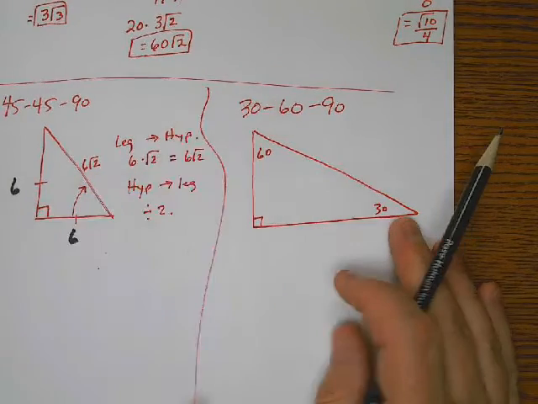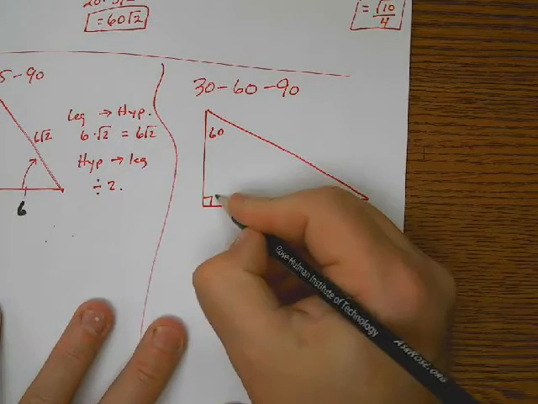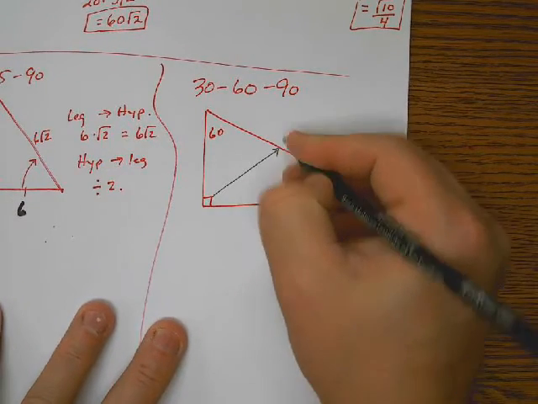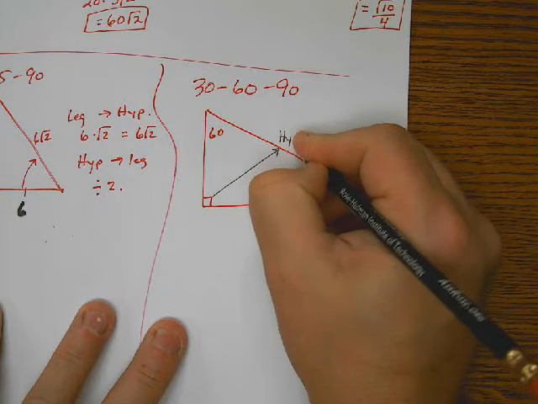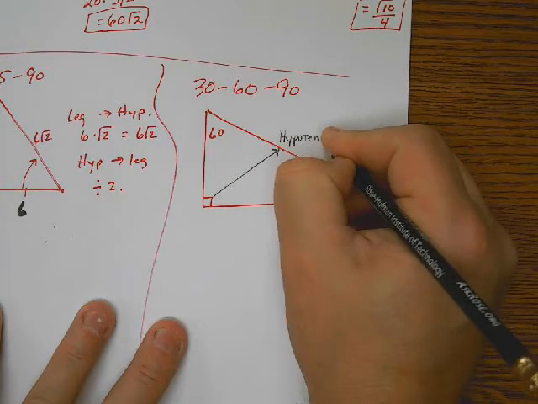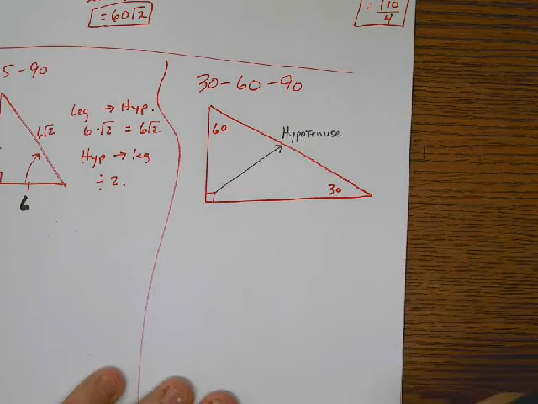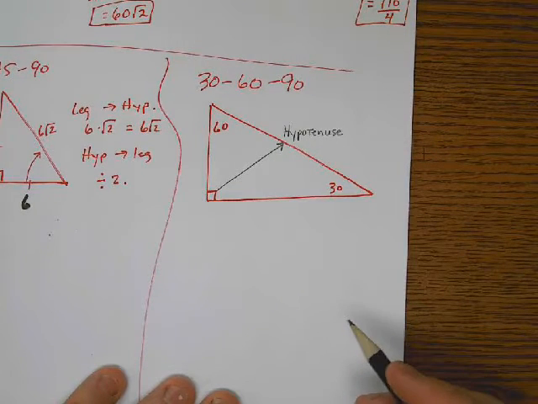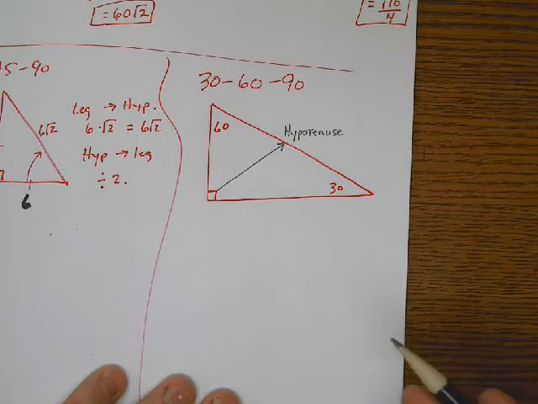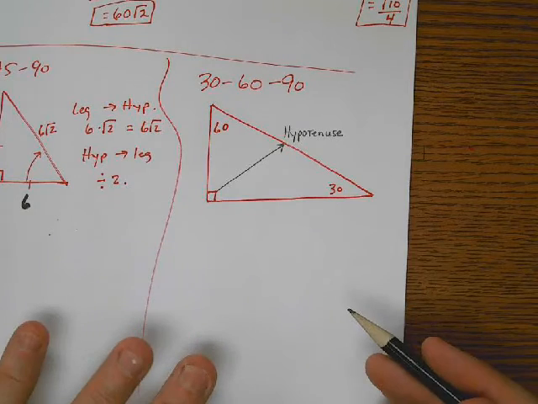Okay, so with that being said, we know always opposite the 90-degree angle, that side is called the hypotenuse. Always. And it's always considered the longest side, because it's across from the largest angle.